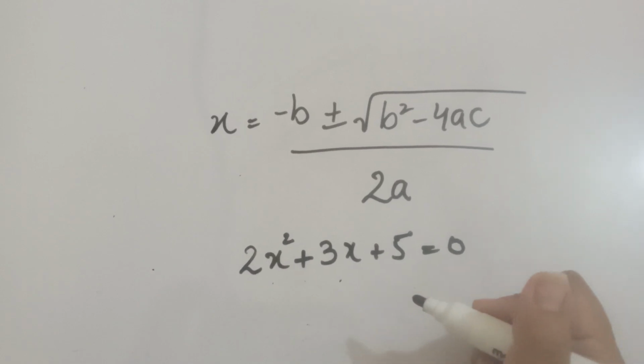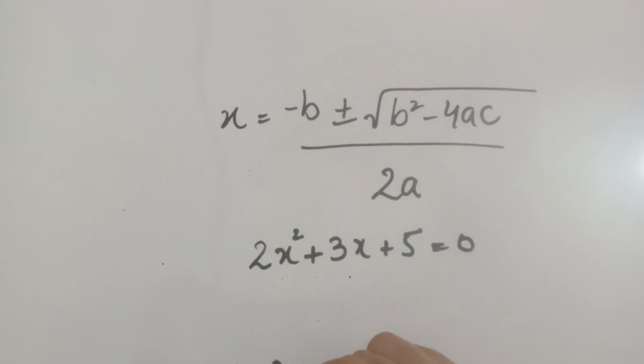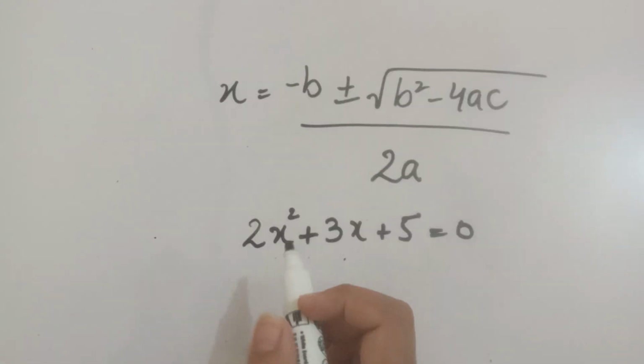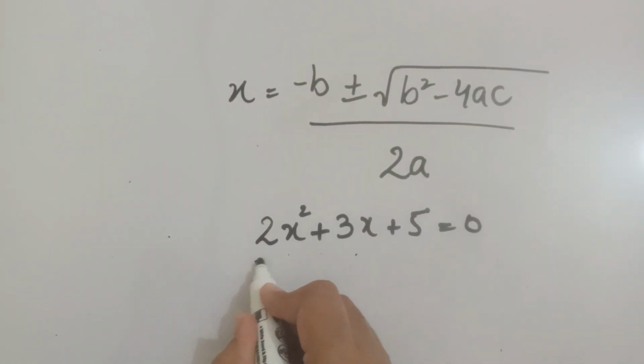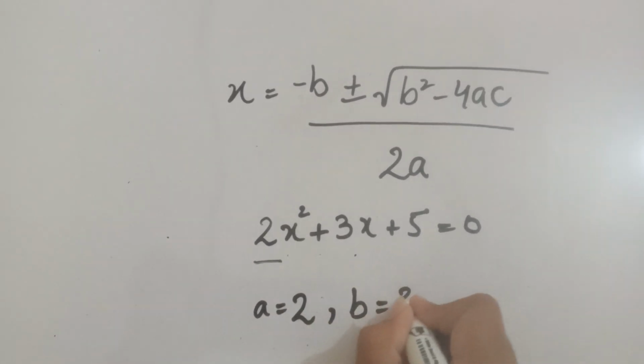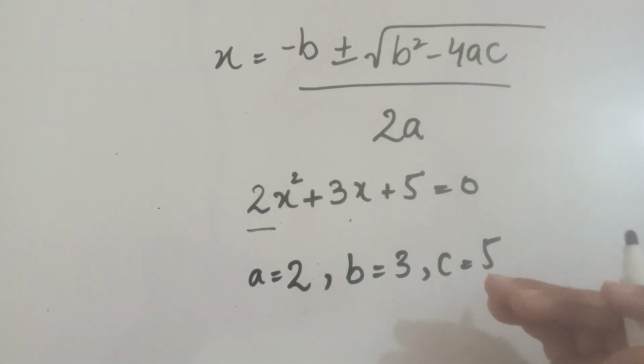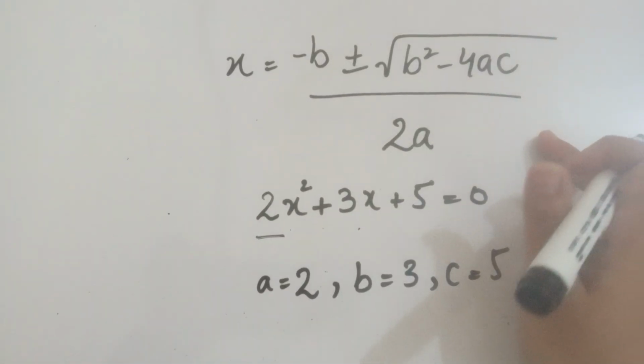If you don't know what a quadratic equation is, I have uploaded the videos in the introductory video and I have uploaded the playlist also. So in this, a is 2, b is 3 and c is 5. So it's very easy. Now you have to put these values in this formula and solve it.